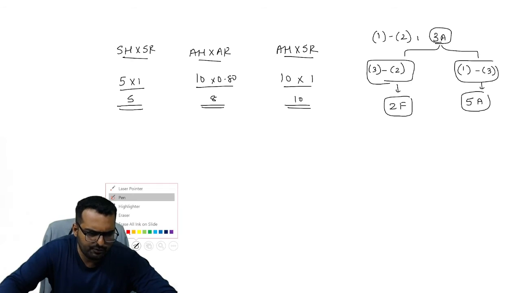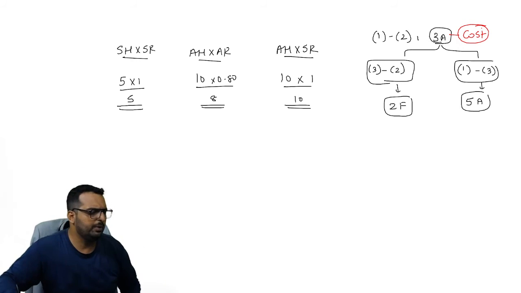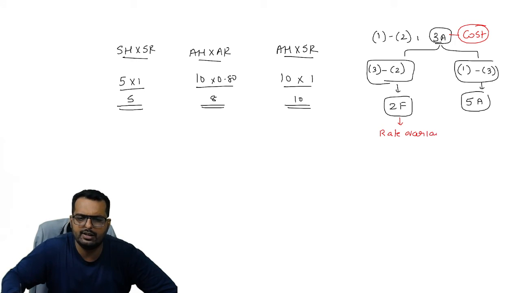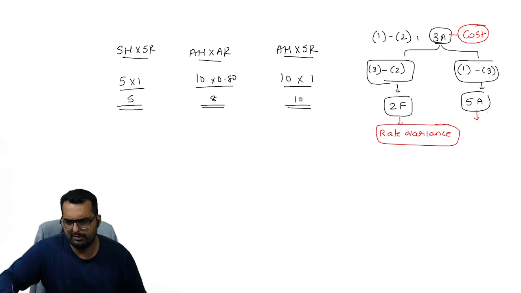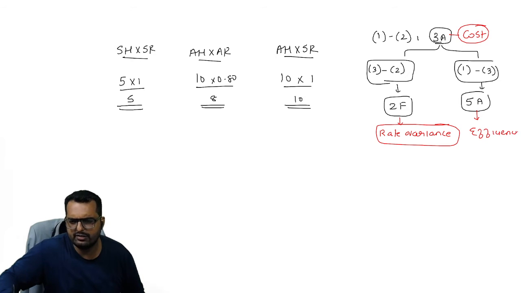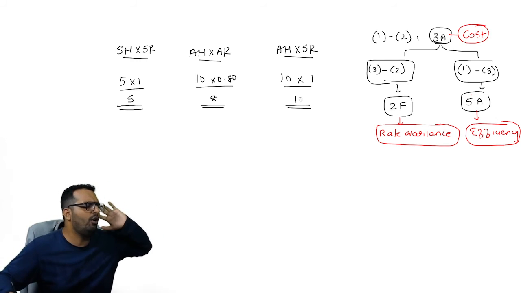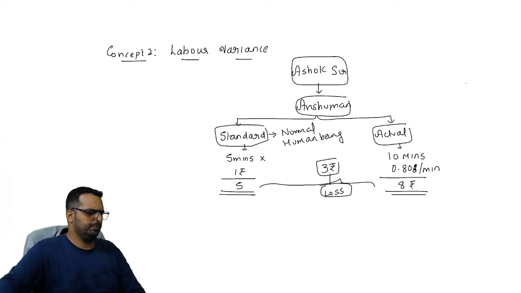All right. The first one, 3 adverse, is what we call labor cost variance. Total loss is 3 rupees due to increase in the labor cost. Here you get 2 favorable, which is called rate variance. Due to change in the rate, we have saved 2 rupees. And 5 adverse is what they call efficiency variance. Due to the inefficient behavior of Anshuman, I have lost 5 rupees. Can you write this down in your books now, all of you?